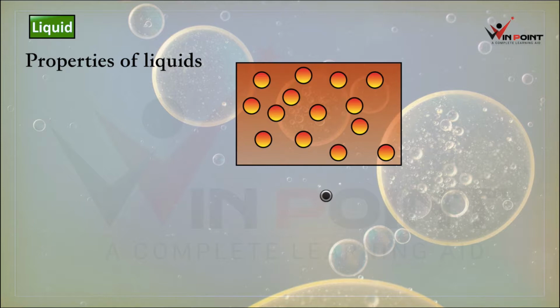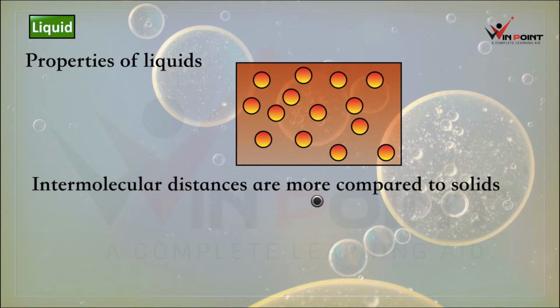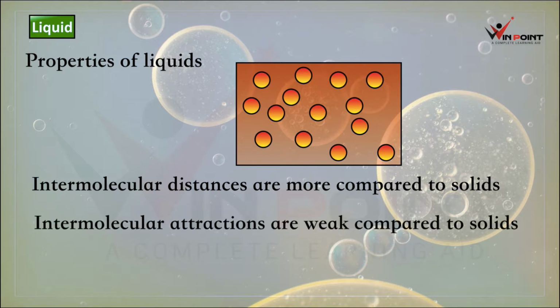They are not very close to each other. Intermolecular distances are more compared to solid. And intermolecular attractions are weak compared to solid. We can compare with solid. In solid, the intermolecular attractions are very strong, but in the case of liquid, the intermolecular attractions are weak.